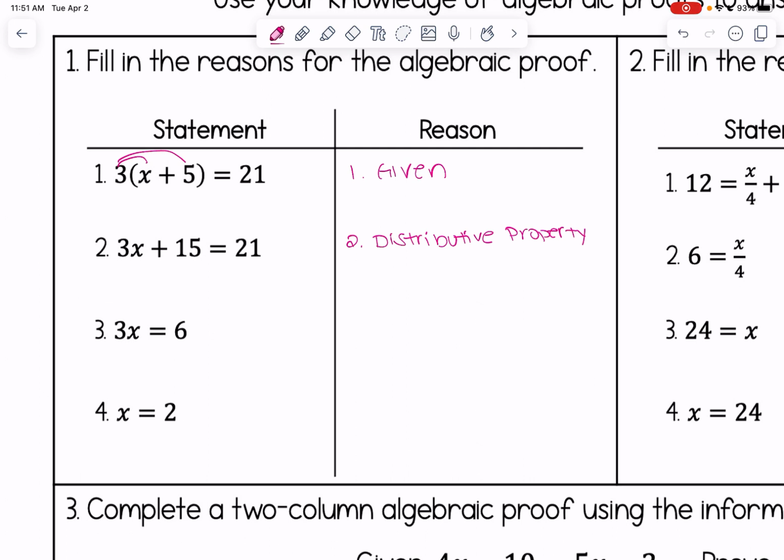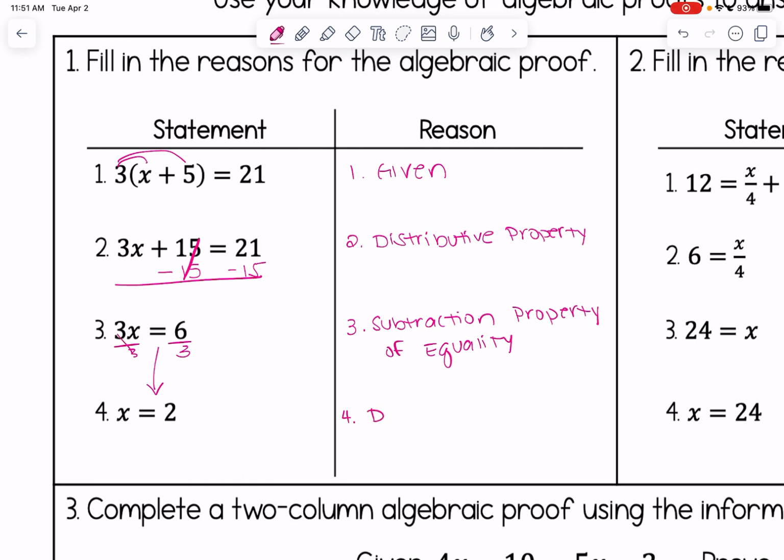So if I had 3x plus 15 equals 21 and I was solving that, my next step would have been subtract 15 on both sides. And I would have gotten 3x is equal to 6. So since I subtracted on both sides, this is the subtraction property of equality. And last, think about how would I go from 3x equals 6 in order to get x equals 2. I would have divided both sides by 3. So reason 4 is the division property of equality.